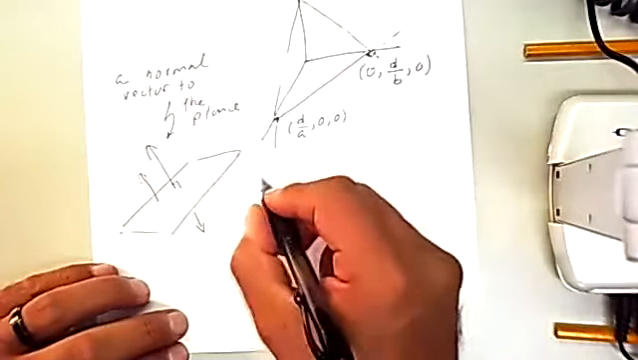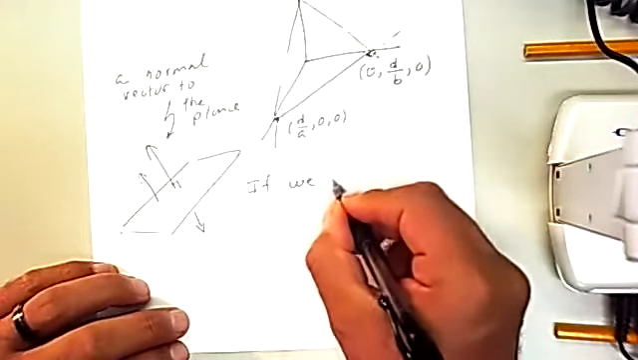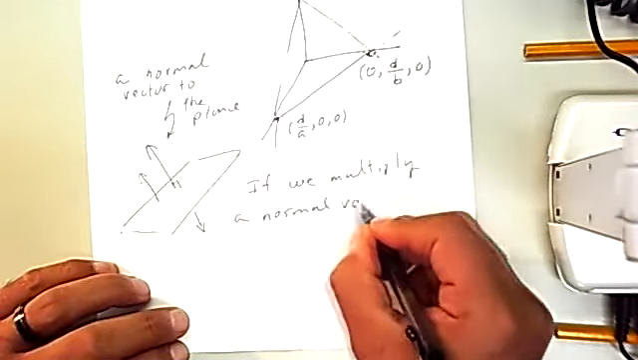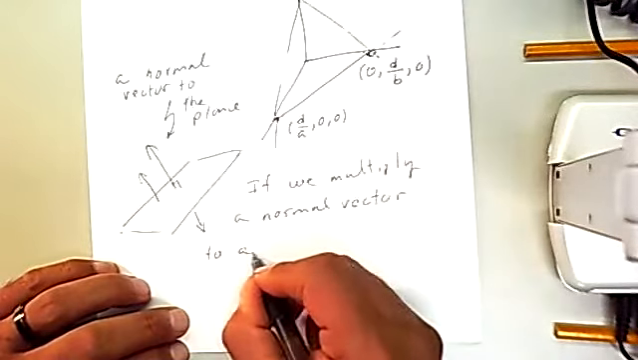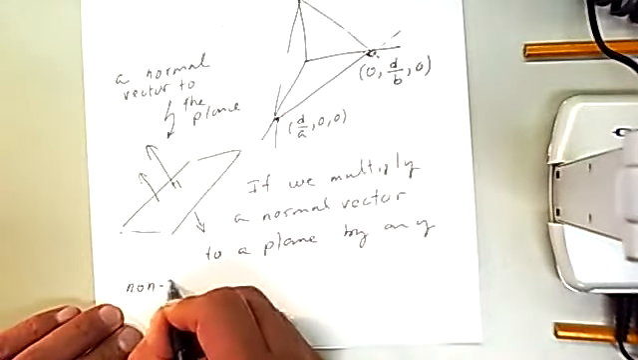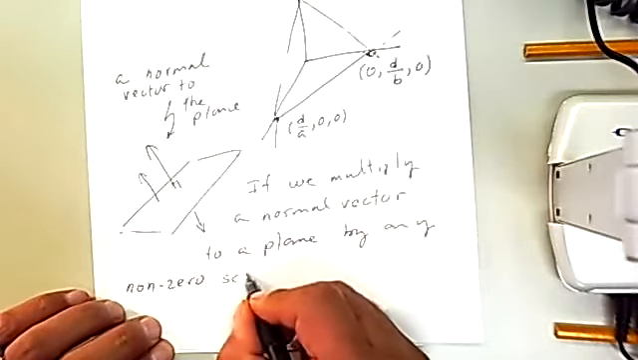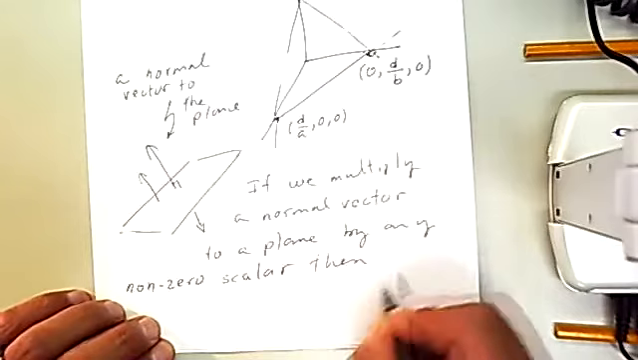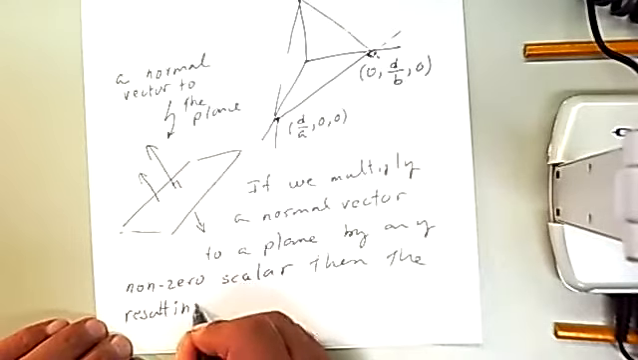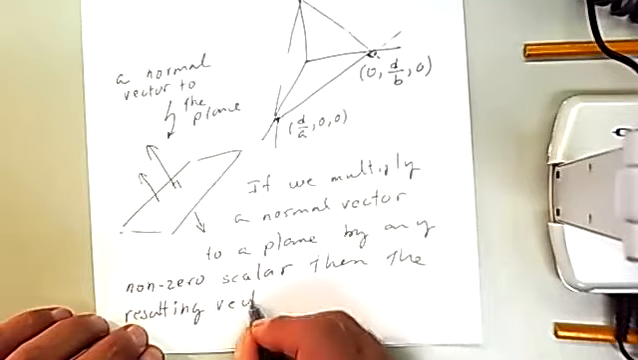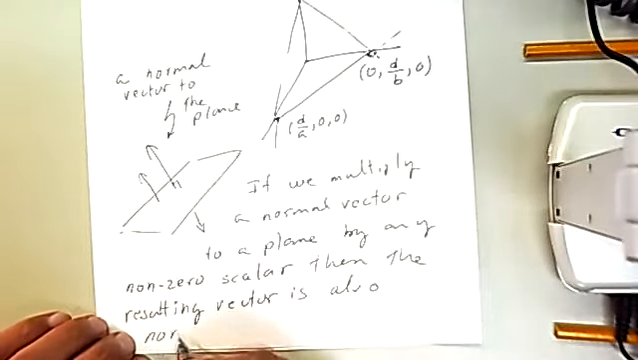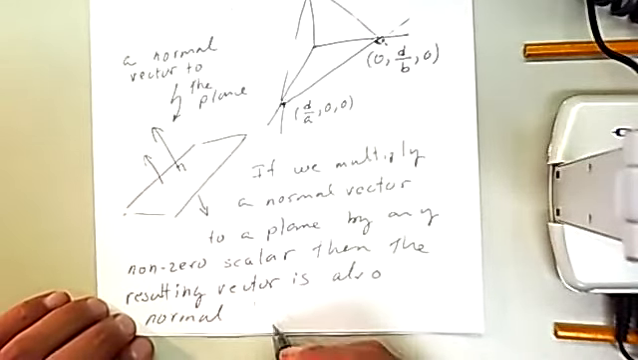Let's write that down. That is important. So if we multiply a normal vector to a plane by any non-zero constant or scalar, then the resulting vector is also normal to the plane.